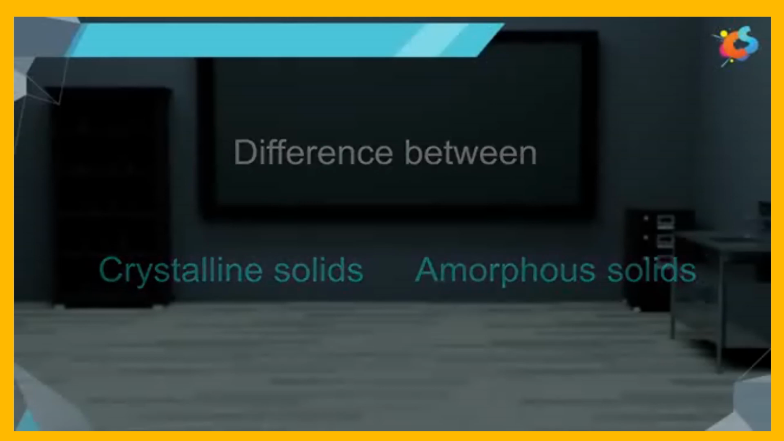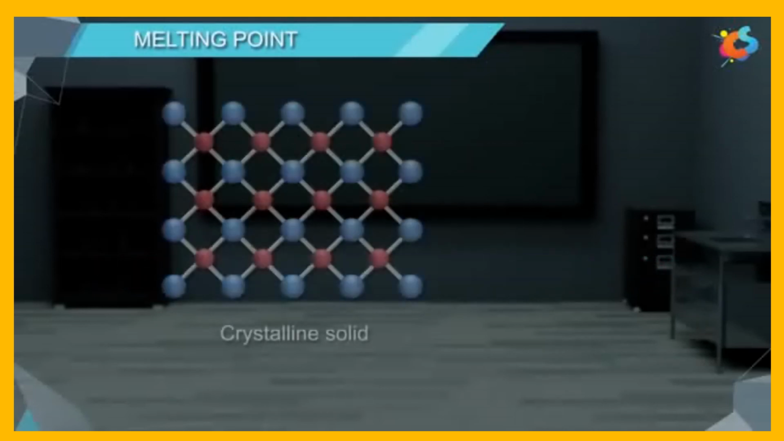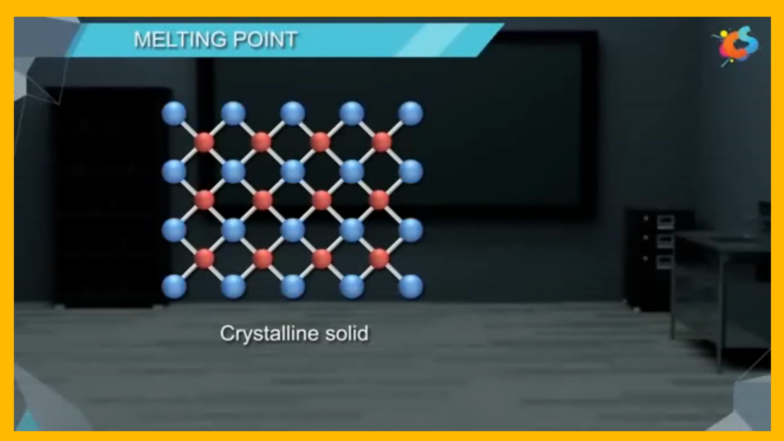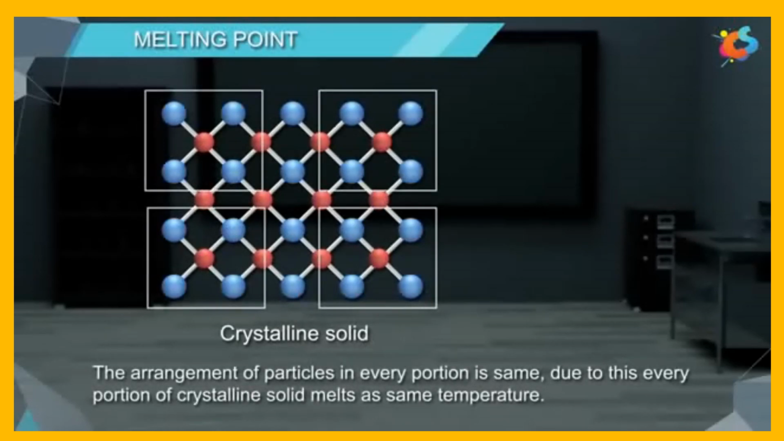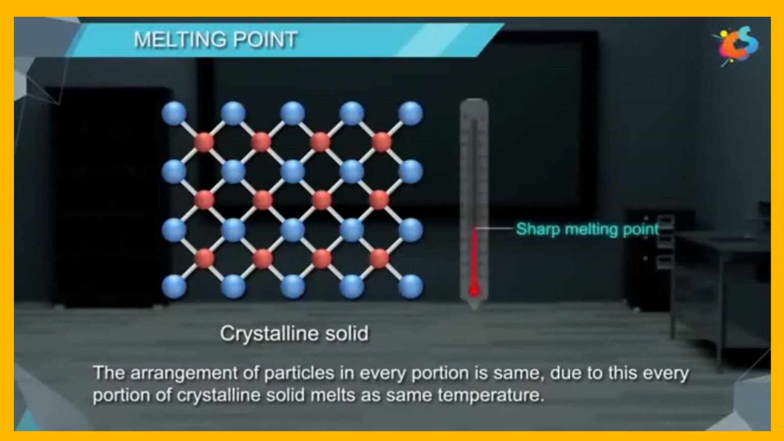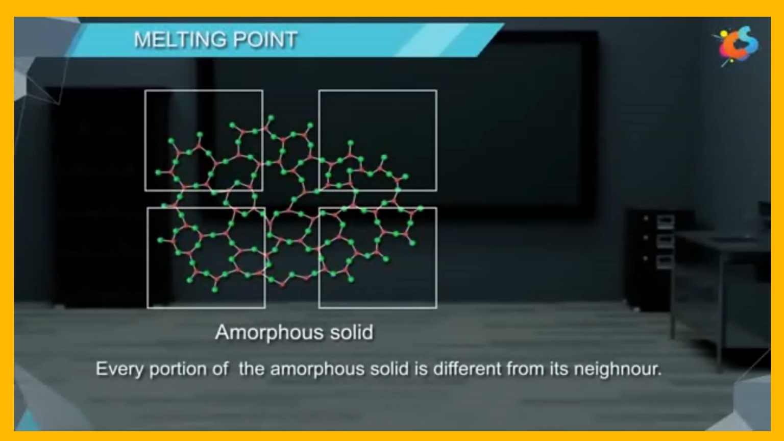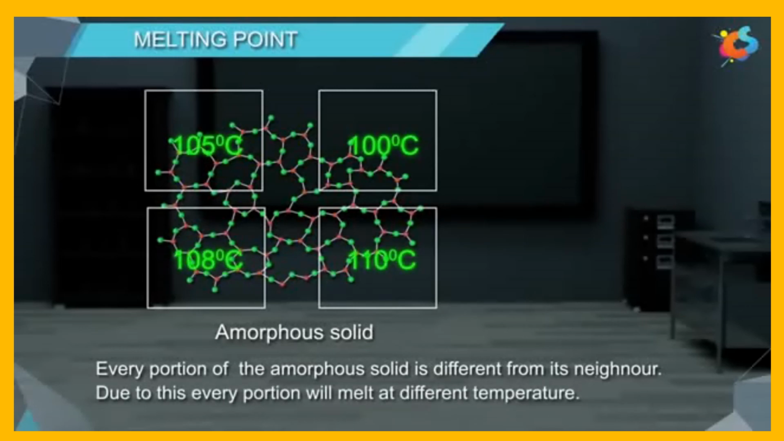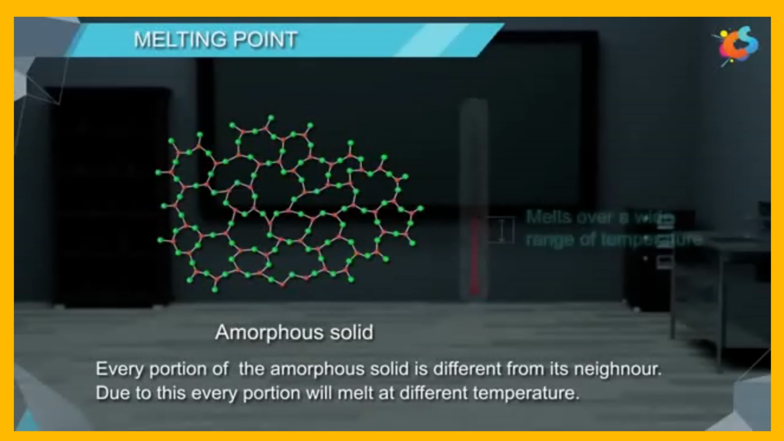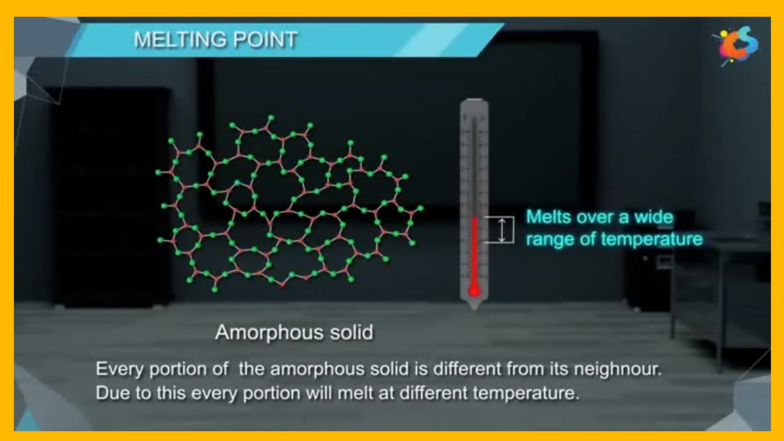The first difference is melting point. In a crystalline solid, the arrangement of particles in every portion is the same. Due to this, every portion of a crystalline solid melts at the same temperature. Therefore, crystalline solids have a sharp melting point. Whereas in an amorphous solid, every portion is different from its neighbor. Due to this, every portion will melt at a different temperature. Therefore, amorphous solids melt over a wide range of temperature.